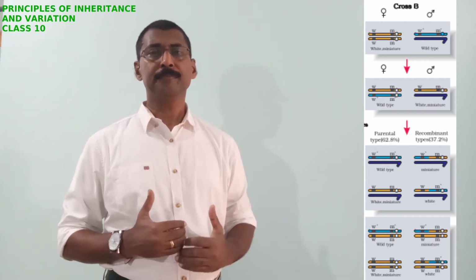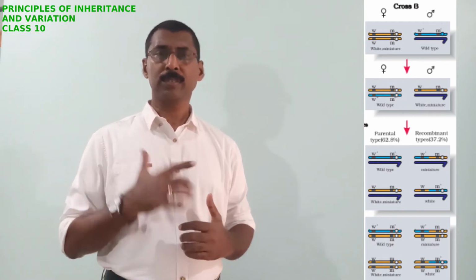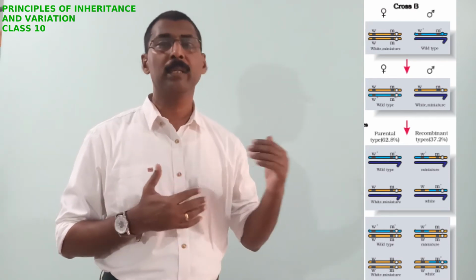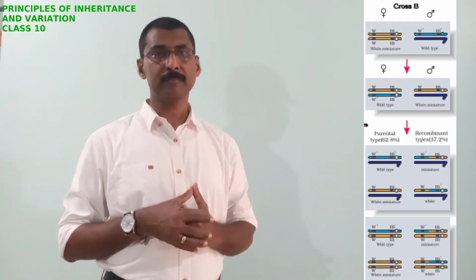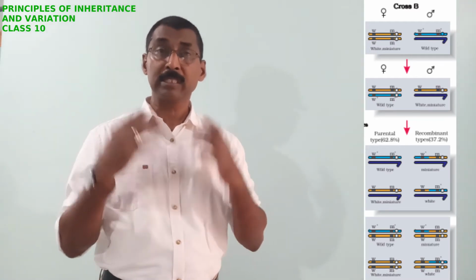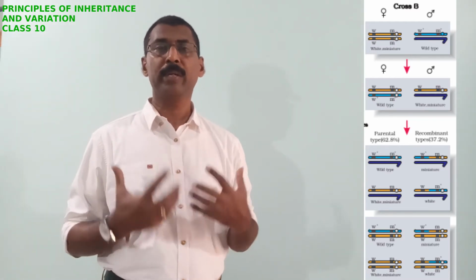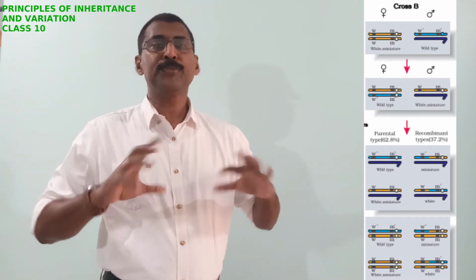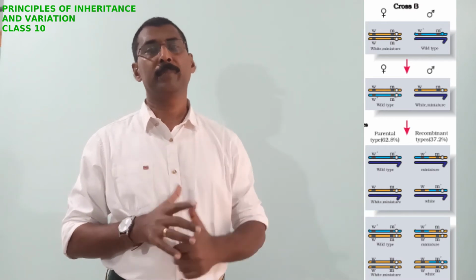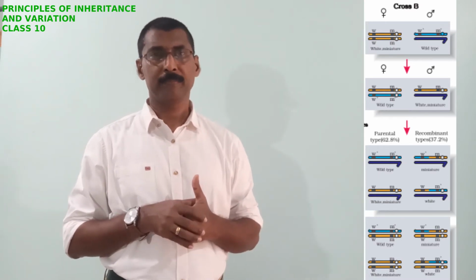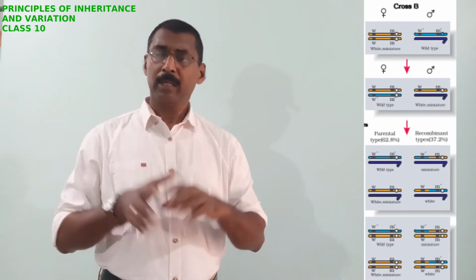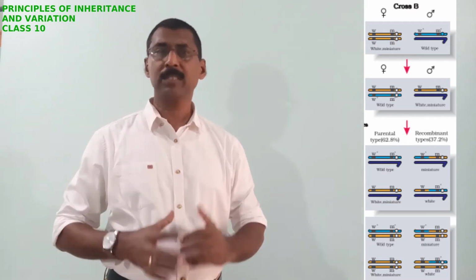And in the F2, as in the case of cross A, he calculated the percentage of parental combination and recombination. Here, to his astonishment, he discovered an entirely different parental combination percentage and recombination percentage. The experiment was the same, only the characteristics were different. It was a dihybrid cross and the procedure was the same.